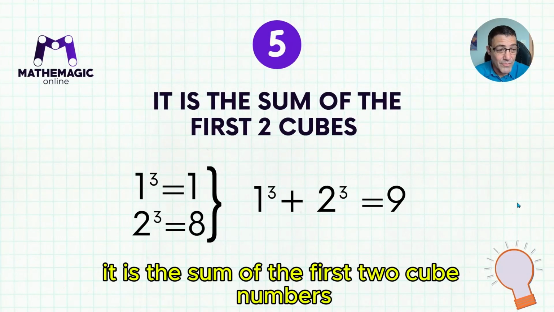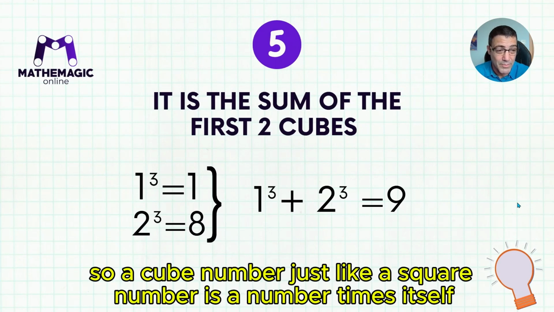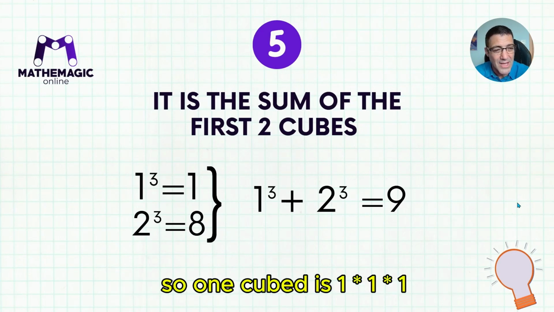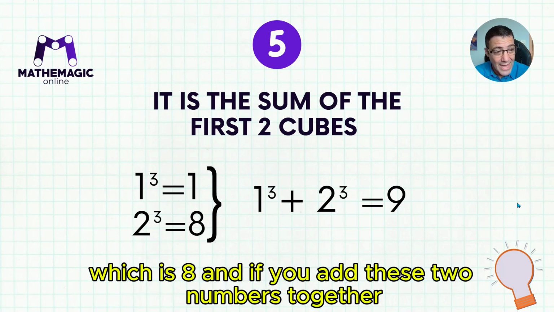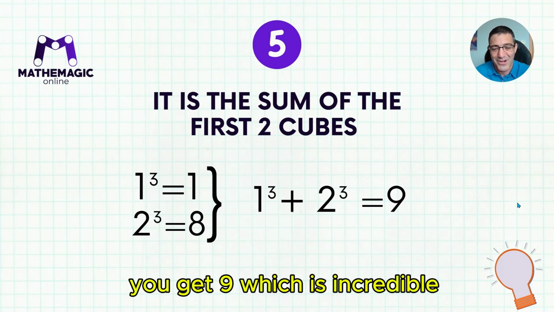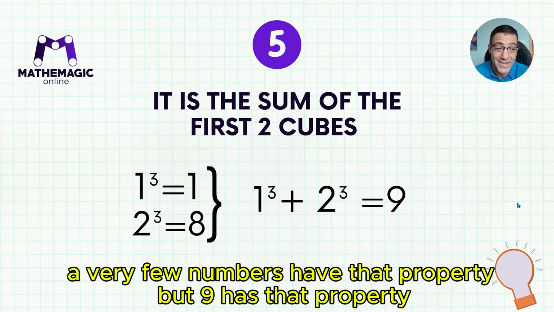It is the sum of the first 2 cubed numbers. So the first number cubed, 1 cubed. So a cube number, just like a square number, is a number times itself, but it's times itself one more time. So 1 cubed is 1 times 1 times 1, which is 1. And then 2 cubed is 2 times 2 times 2, which is 8. And if you add these two numbers together, you get 9, which is incredible. So yes, 1 cubed plus 2 cubed is 9. Very few numbers have that property, but 9 has that property.